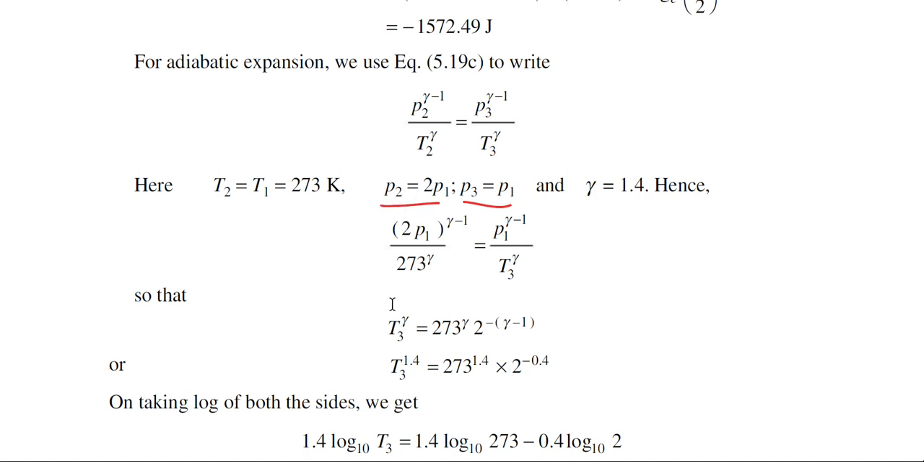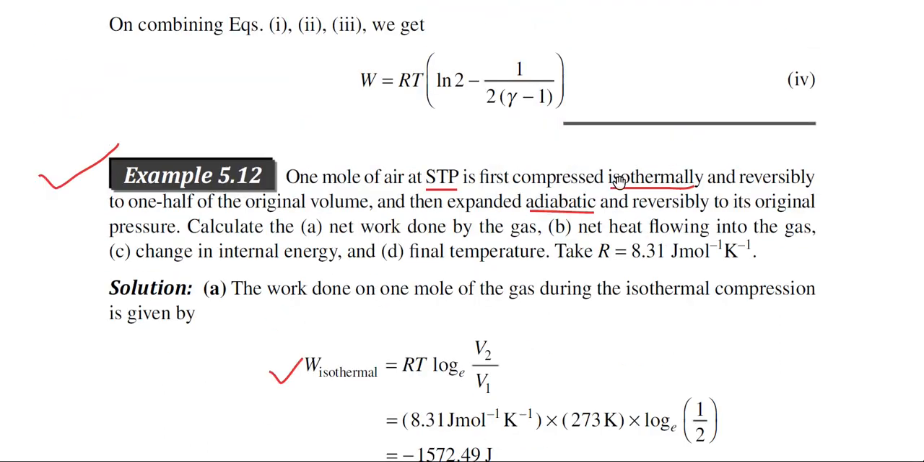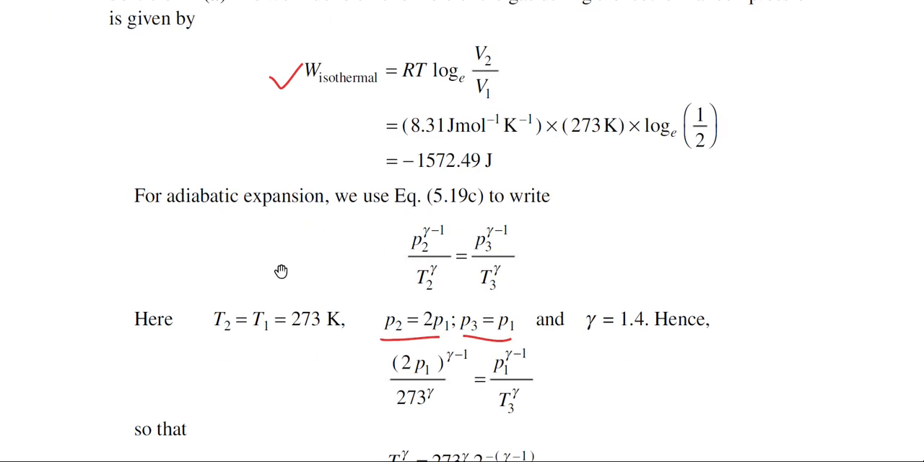Why is it 2 into P1 pressure? Because the volume is 1/2 of the original volume, so the pressure must be doubled. As per Boyle's law, pressure is inversely proportional to the volume. So as the volume is halved, it is compressed, so pressure will be doubled. So P2 is equal to 2 into P1.